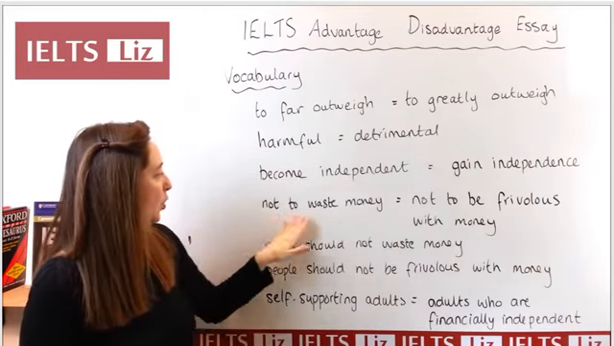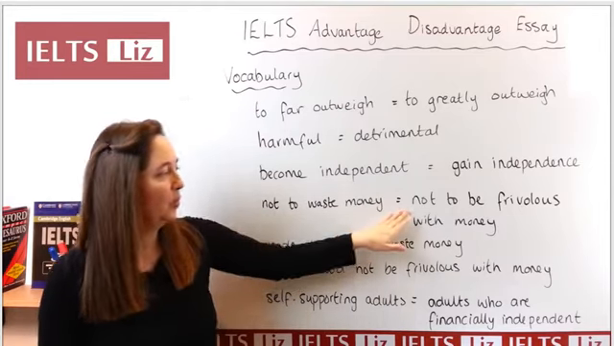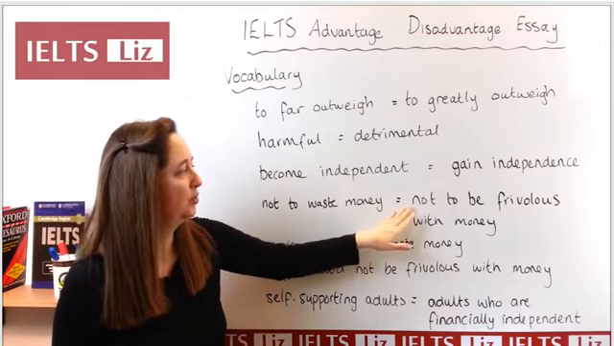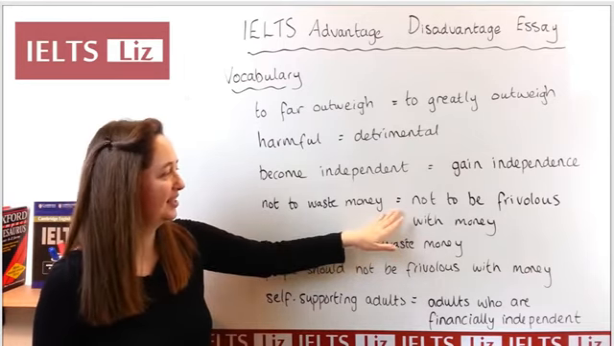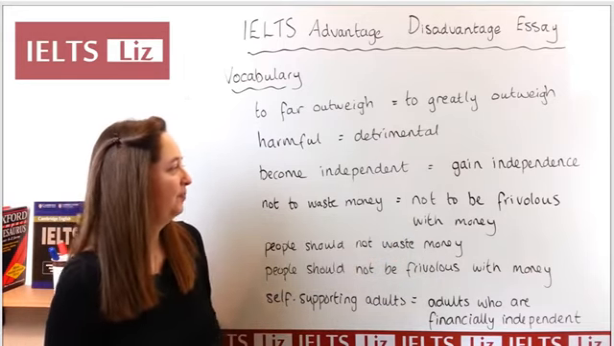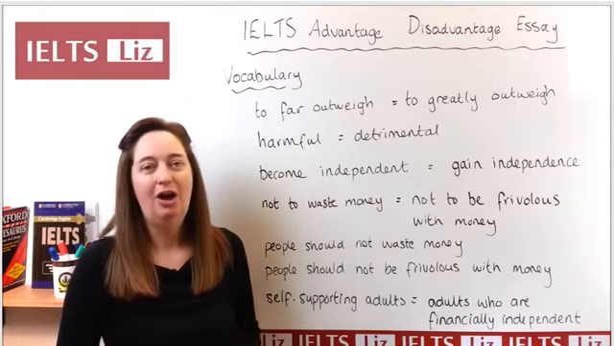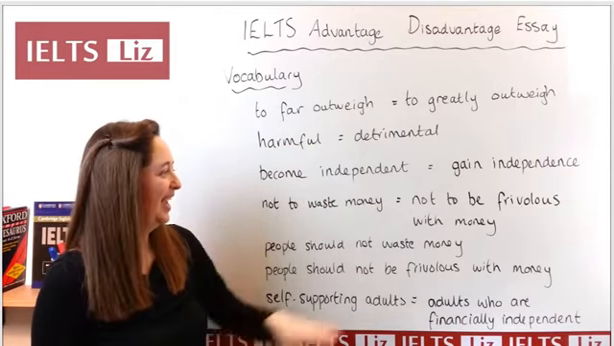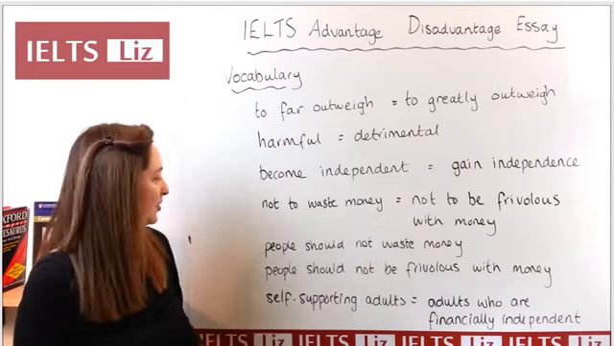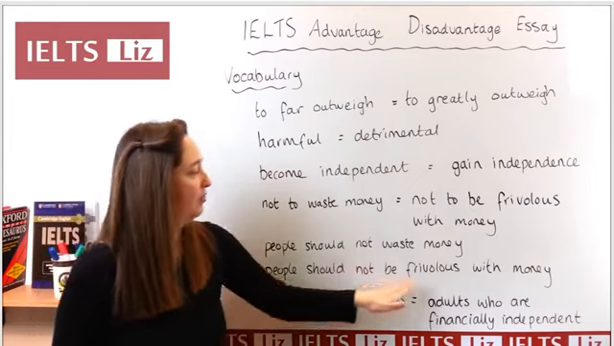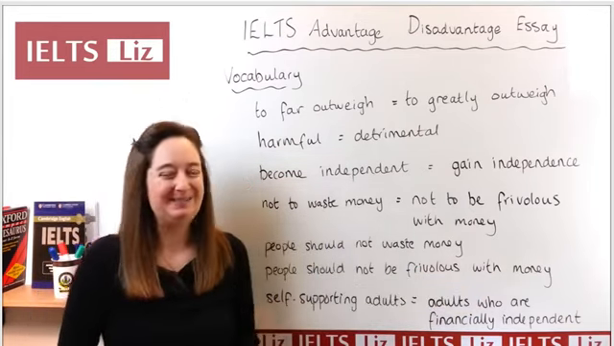We wrote about not to waste money. Now, if you want to paraphrase that, you could say not to be frivolous with money. Now, frivolous is spelt F-R-I-V-O-L-O-U-S, and it's a really great word to use. So here's an example of the sentences. People should not waste money. People should not be frivolous with money.